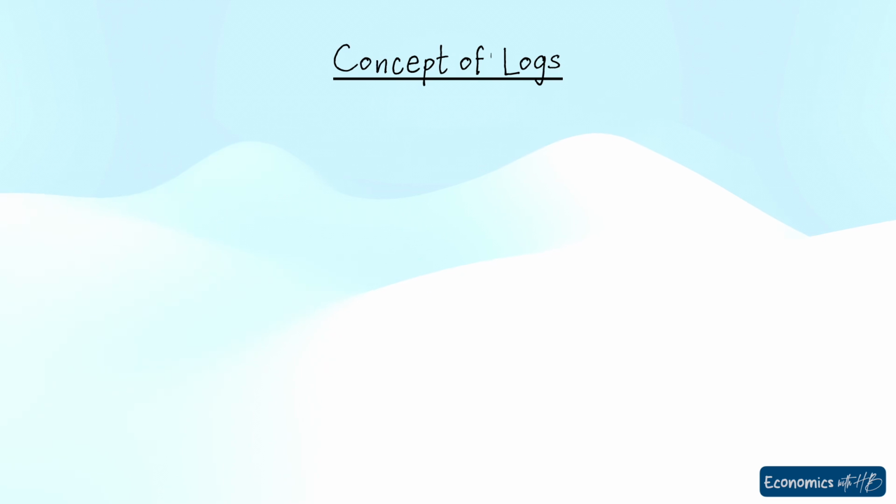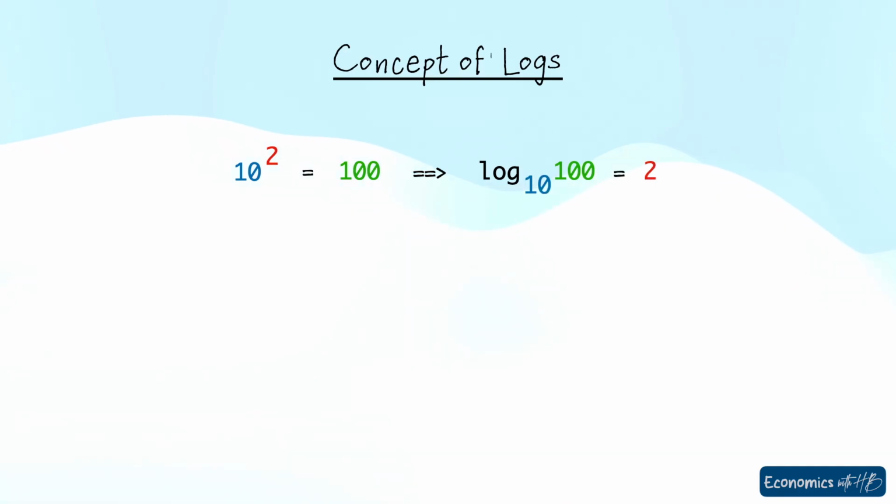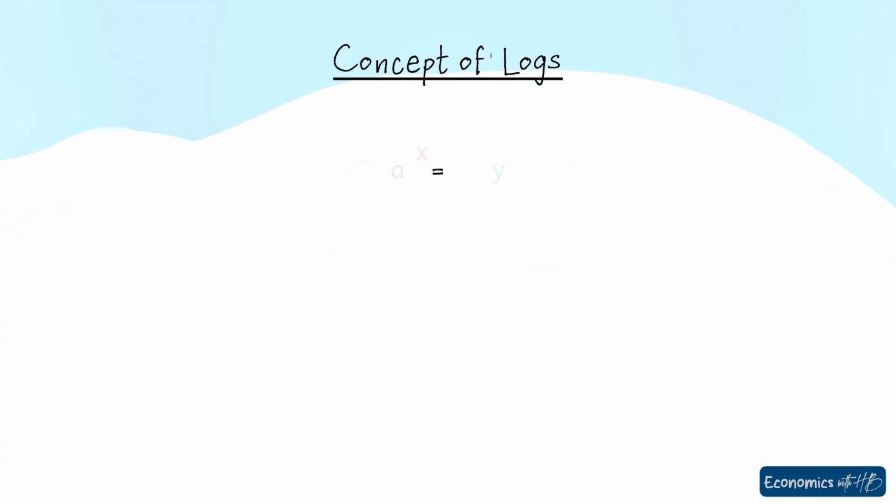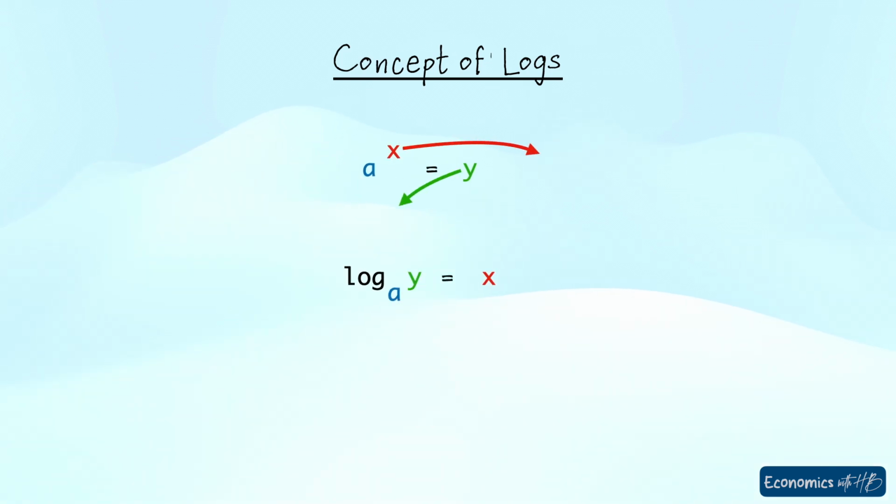So now 10 square is equal to 100 implies log of 100 to the base 10 is equal to 2. Similarly, 10 cube is equal to 1000 implies log of 1000 to the base 10 is equal to 3. The way to remember this is when you write the equation a to the power x is equal to y in logs, you just interchange the power and value in their places and retain the base as the log base. x and y interchange their places and the base a becomes the base of log.